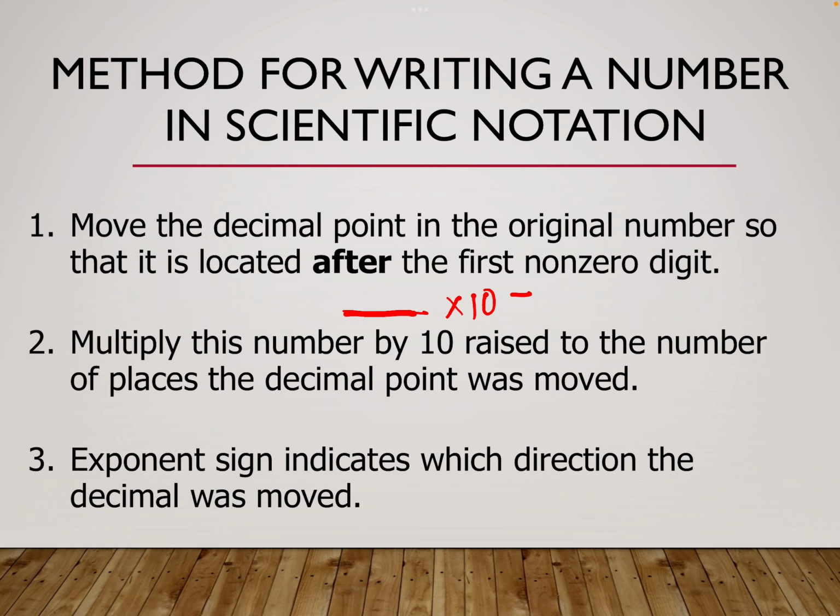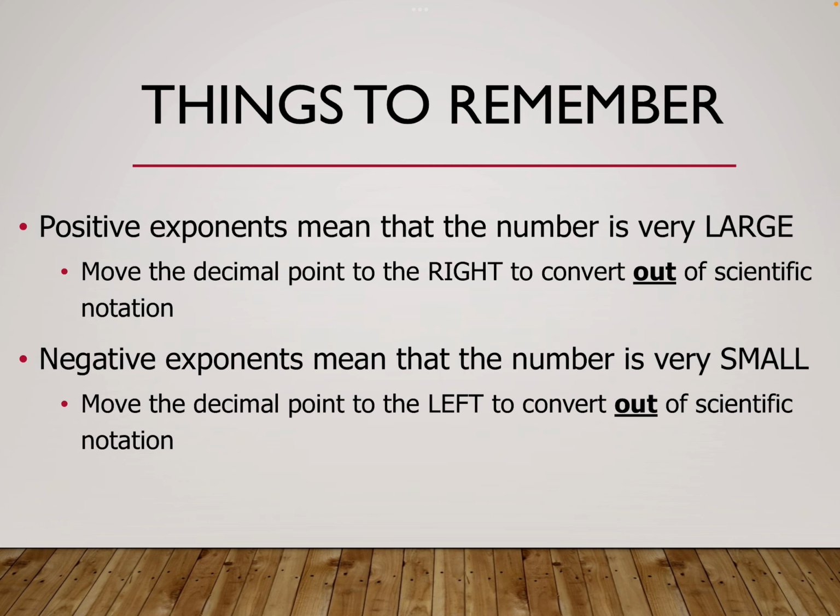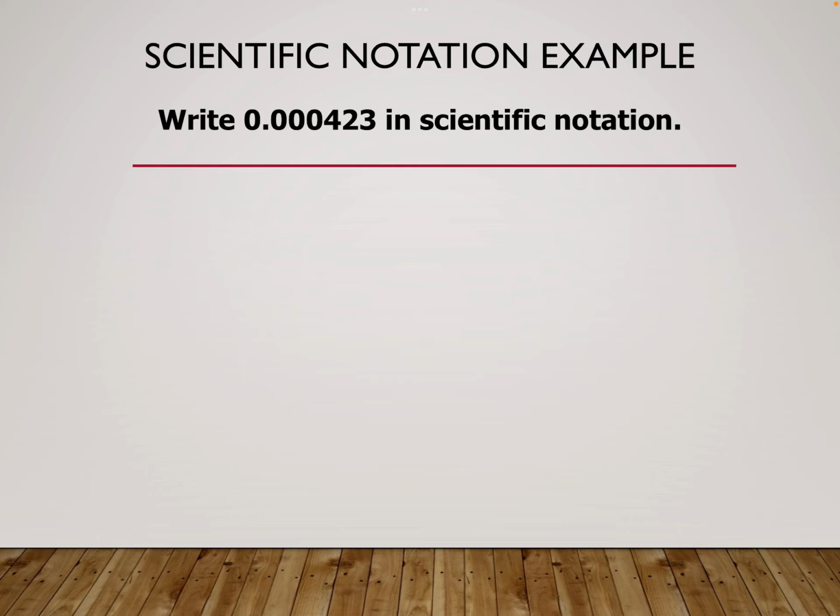And your exponent is going to tell you which direction it moved. Did it move to the left or did it move to the right? Or is it talking about a big number or a small number? If your exponent is a positive number, that tells you your number is really big, and you're going to move the decimal to the right to convert it out of scientific notation. If you have a negative exponent, that tells you your number is super small, and you're going to move it to the left to convert it out of scientific notation. So these are just helpful hints. We're going to go through some examples of these.